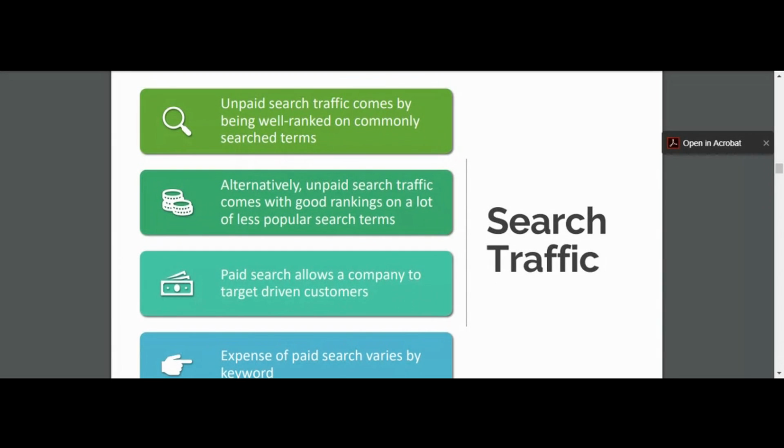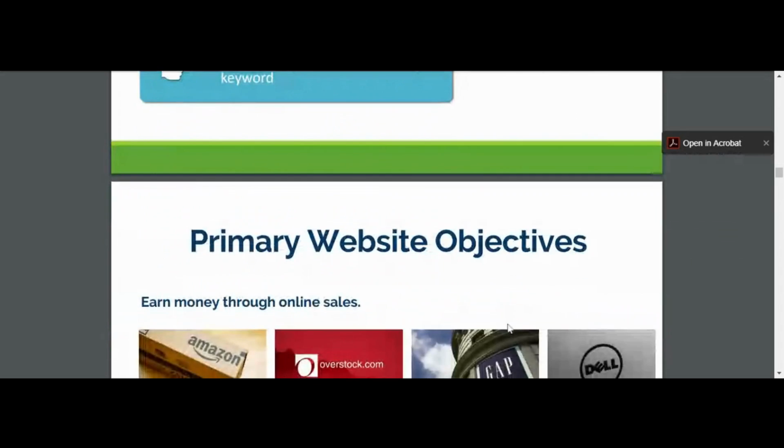Then of course there's paid search, which we'll talk more about, right? Pay per click opportunity, and there's a price to get that keyword, and we'll show you that, and we'll take some time to talk about that as well.